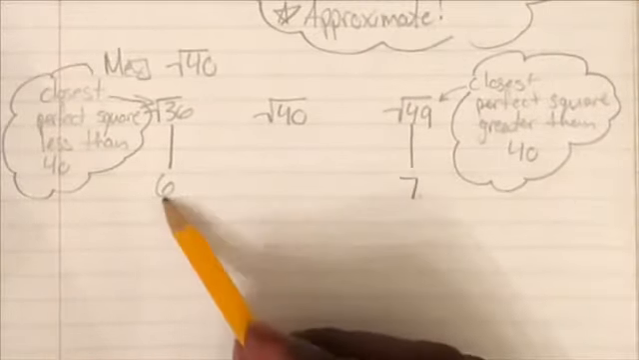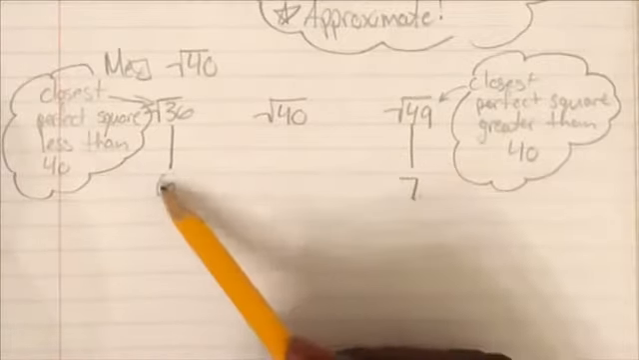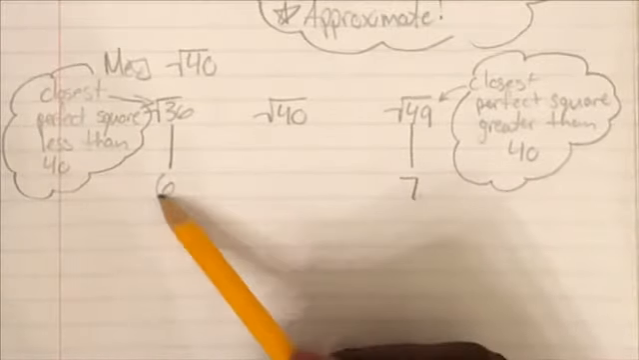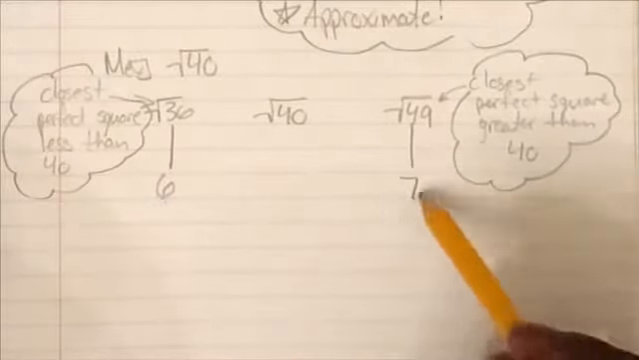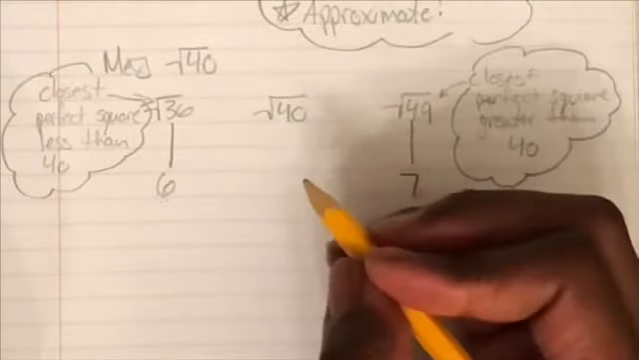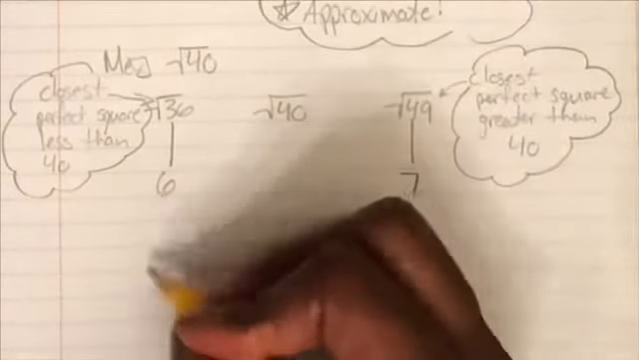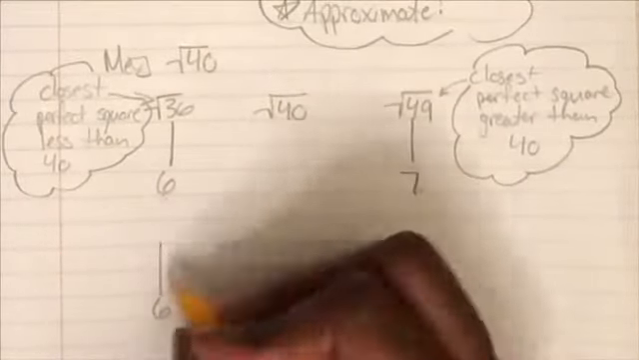And there will always be two consecutive numbers, for the record. If one is 6, the other is 7. If one is 8, the other is 9. If one is 10, the other one is 11. If one is 15, the other one is 16, and so on and so forth. It will always be two consecutive numbers. So we know that the square root of 40 will not give us an actual integer at all.